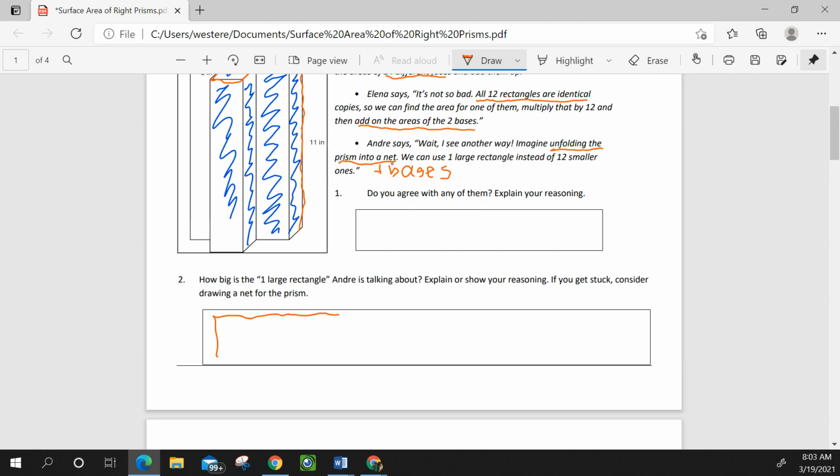So if I were to unfold this net, Andre is looking like this is how tall it is. I'm going to unfold it all the way. So this side is 11, and then we need 12 rectangles. 1, 2, 3, 4, 5, 6, 7, 8, 9, 10, 11, 12.